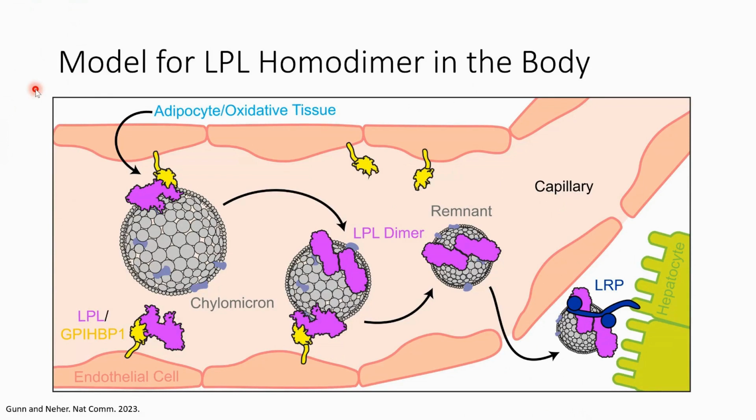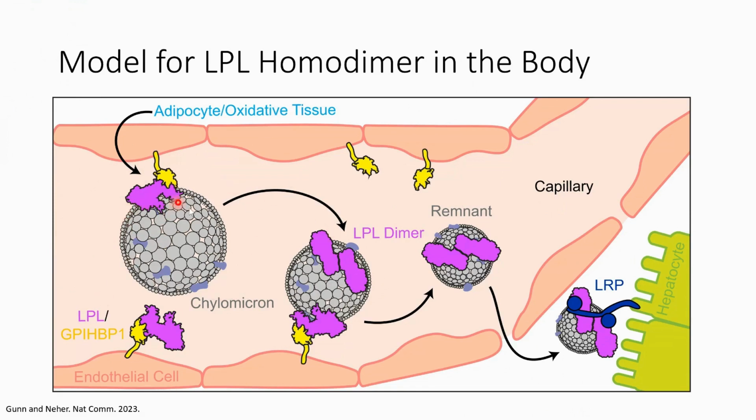So our model right now for the LPL homodimer in the body is that it exists when LPL is in the capillary and in association with triglyceride-rich lipoproteins. So as I mentioned earlier, we know that GPI-HBP1 is what brings LPL into the capillary, and it anchors LPL to the capillary wall. There's also heparan sulfate proteoglycan that also lines the capillary wall as well, that could also anchor LPL.